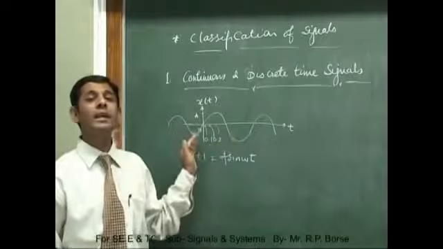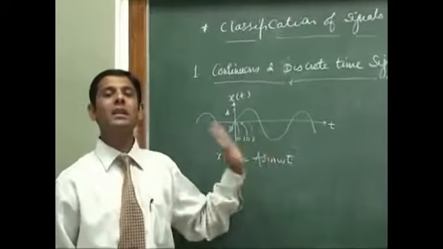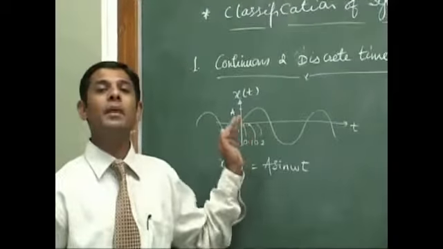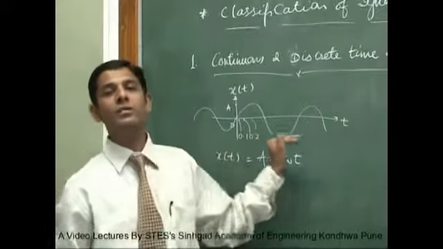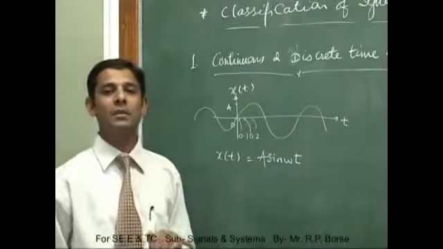It has nothing to do with the nature of the signal. The nature of the signal can be anything. The amplitude of the signal can be anything. But the point is that the value of the signal is defined for all values of time. So we say that it is a continuous time signal.